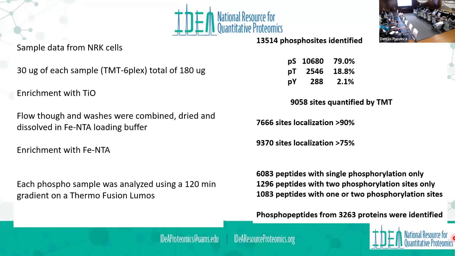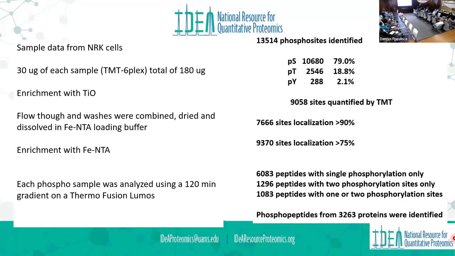This is pretty good. My reality check is always to look at the percent of serine, threonine, and tyrosine, because on average, you're going to have 80 to 85% serine, 15 to 20% threonine, and then usually 1 to 3% tyrosine. If you ever see a study and it's got 5% tyrosine, at least half of their tyrosine identifications are wrong. If you haven't specifically enriched for it, it's not right. And so this is my reality check on the expected ratio that we should see.